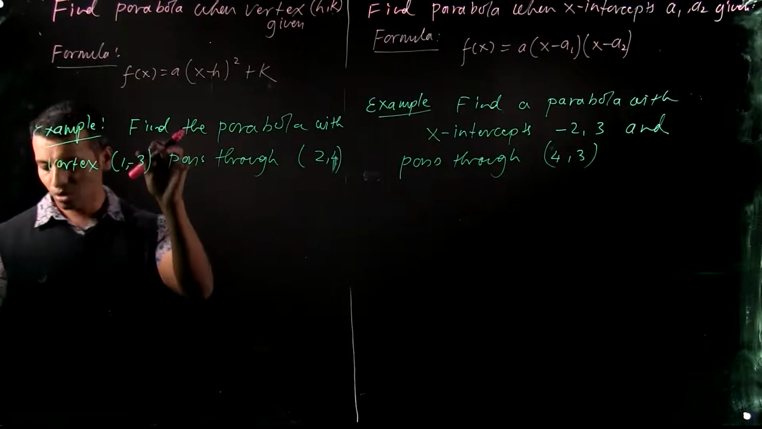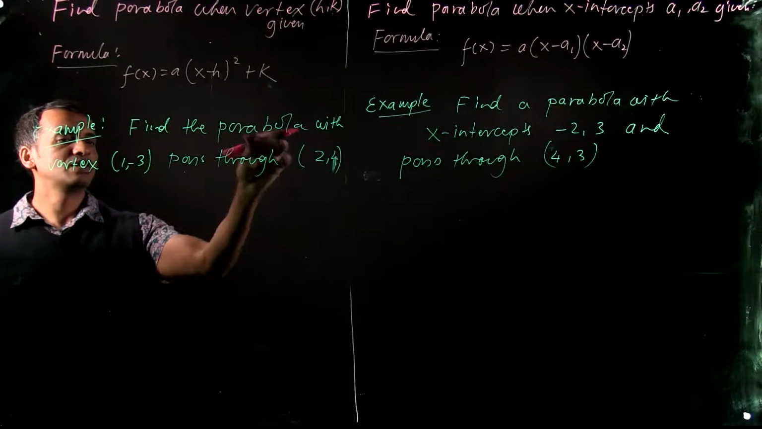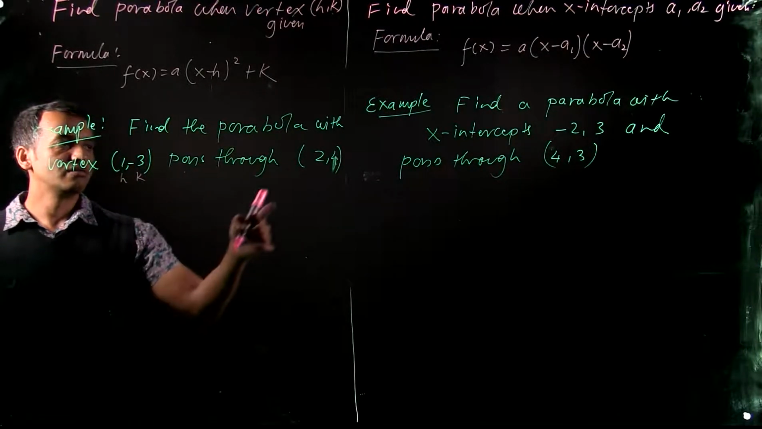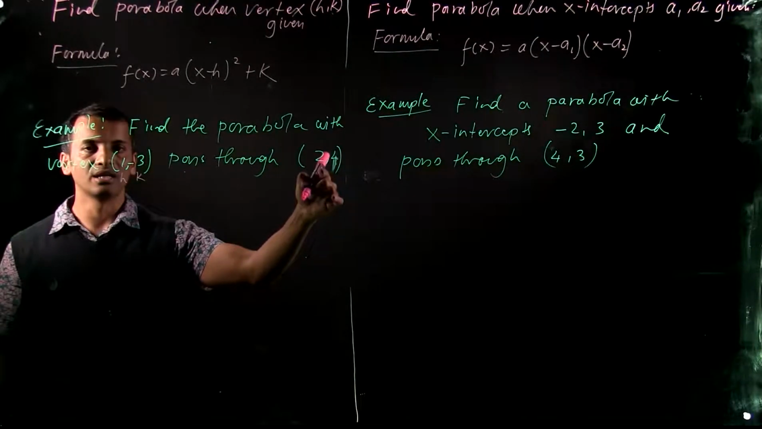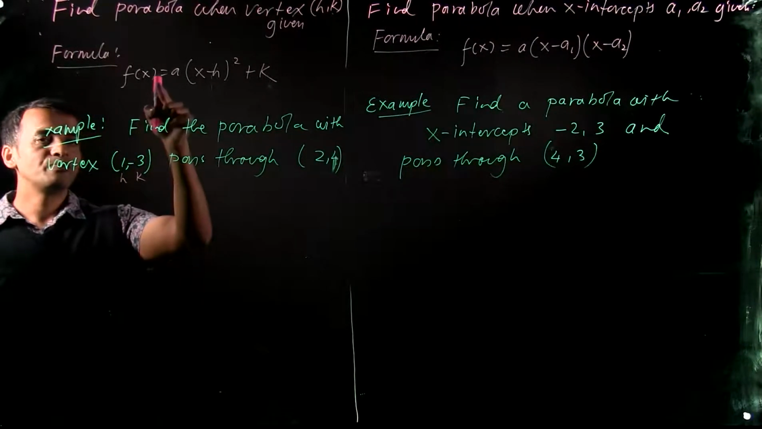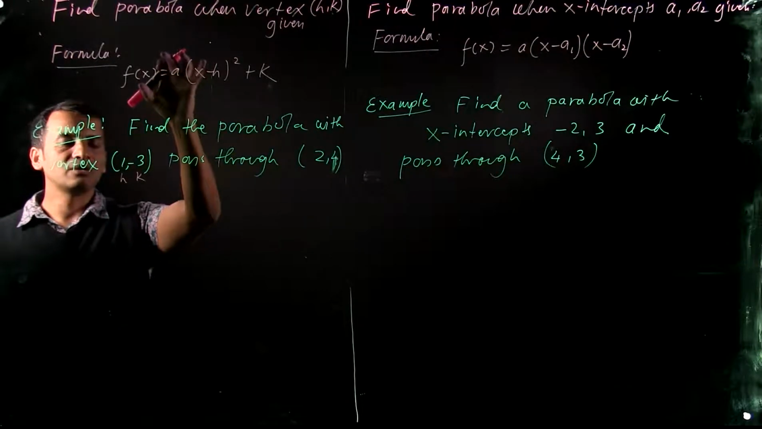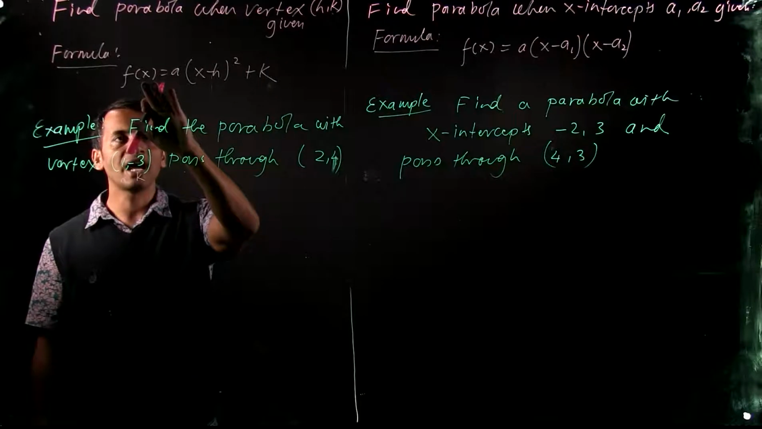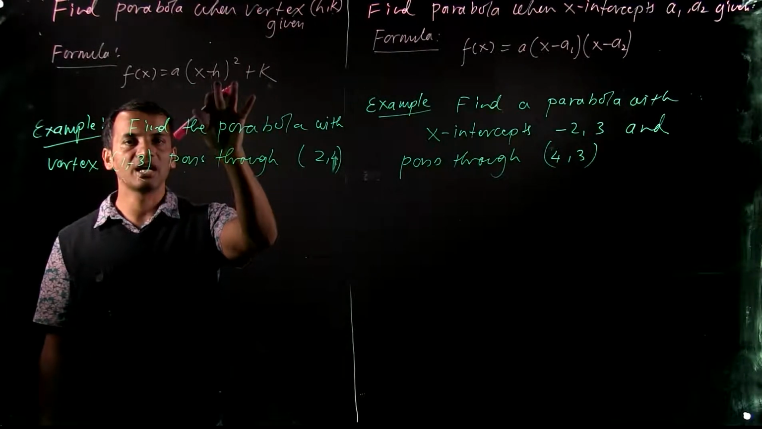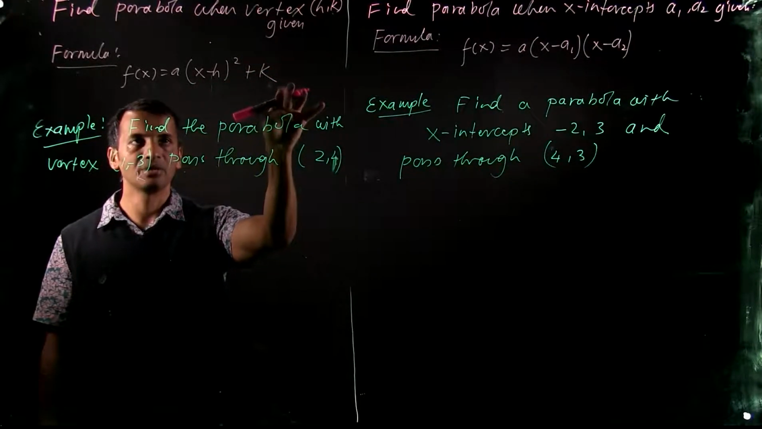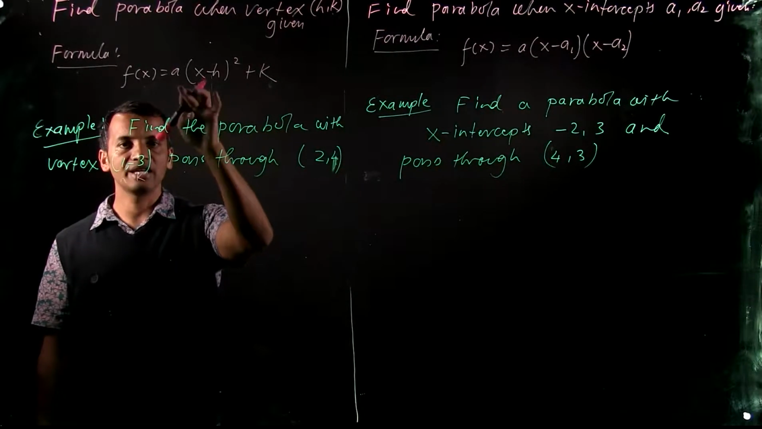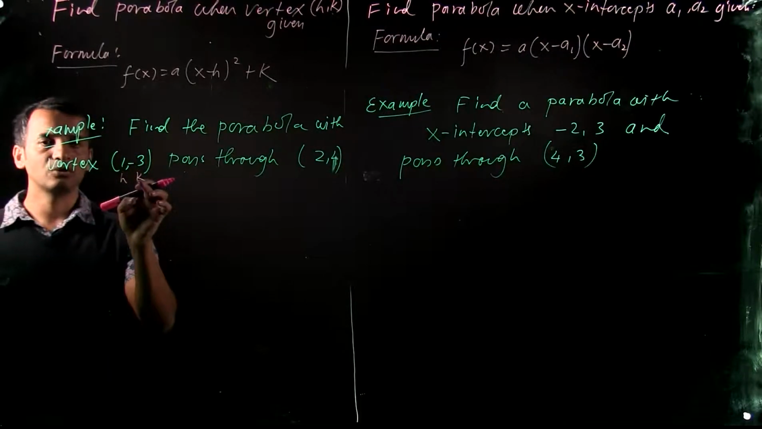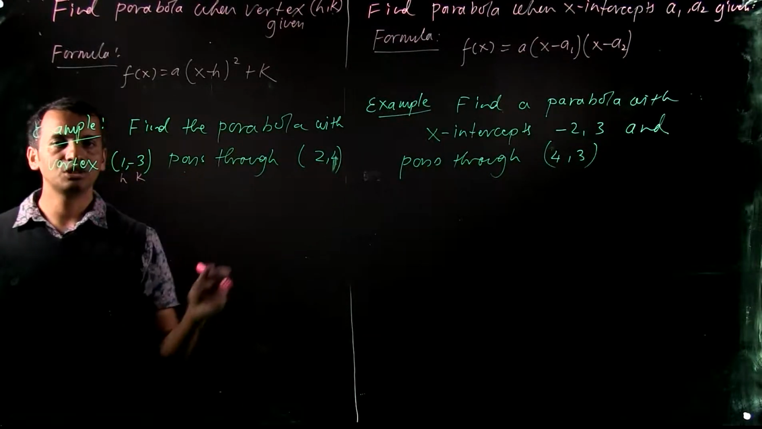In the first example, the vertex is given as (1, negative 3). So this is basically h and this is basically k, right? And a point is given as (2, 4). So first of all, the formula when the vertex (h, k) is given is f of x equals a times (x minus h) squared plus k. Okay, so h and k are the vertex, a is the number. So here (h, k) is (1, negative 3) and the point is (2, 4).